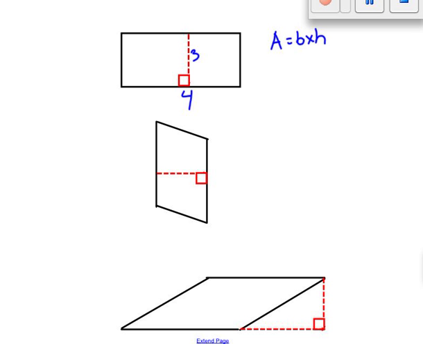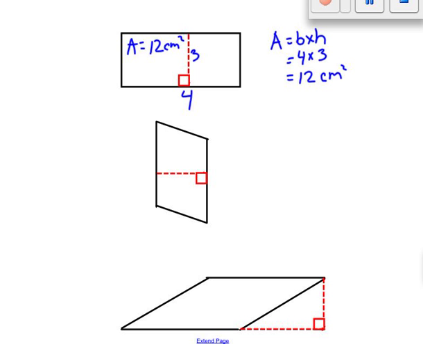I wrote my equation. The second step, like we talked about in class, you have to put in the information that you know. And in this case, we know the base is 4 and that the height is 3. I'm going to do my math. 4 times 3 is 12. I need to make sure that I put in my unit. So in this case, that rectangle would have an area of 12 centimeters squared.